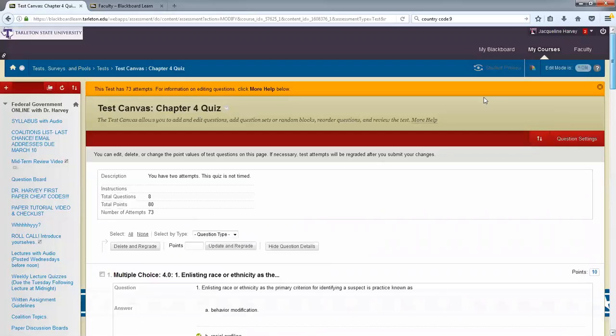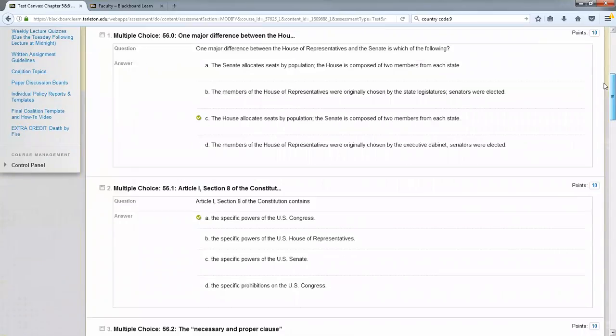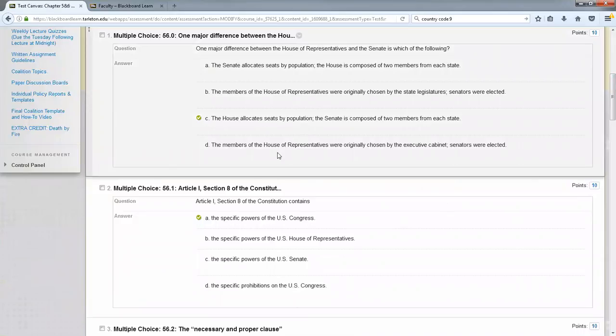Alrighty, so that is chapter 4. Let's move on to chapters 5 and 6, mushed into one. One major difference between the House of Representatives and the Senate is what? The Senate allocates seats by population. The House allocates seats by population. The Senate is comprised of two members from each state. So every time there is a census, we have to make sure that districts are equal and allocated by population, but there's two senators. That's how it works.